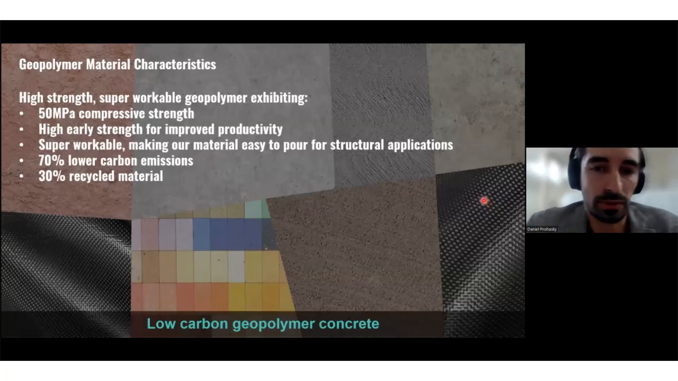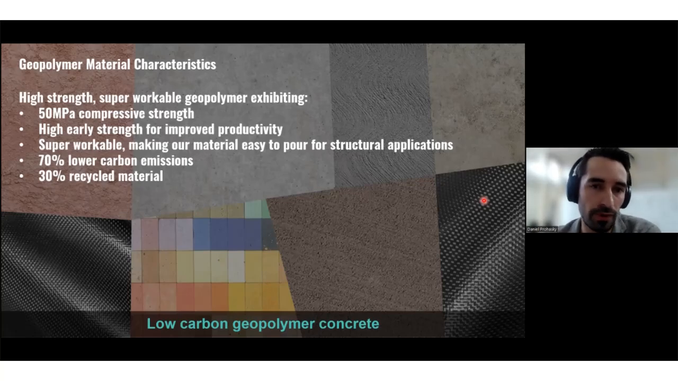Okay, so we're going to do 2 projects quite quickly. Now, a little bit about the material and then how we might trial that on a facade system. So with some help from Swinburne researchers, we developed a high-strength super workable geopolymer exhibiting these properties. So it's 50 MPa compressive strength, and it's got a high early strength for improved productivity, and the workability of it helps us to pour for structural applications in between reinforcement and achieve some quality finishes that are more controlled, and of course it's resulting in lower carbon emissions and uses 30% recycled material, which is made up of slag and fly ash.